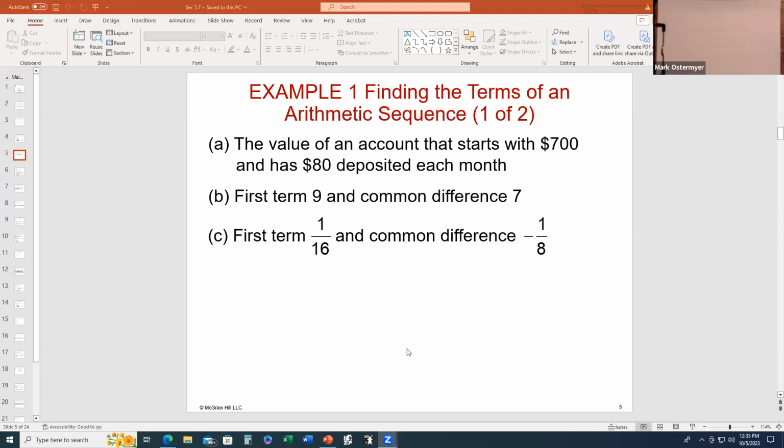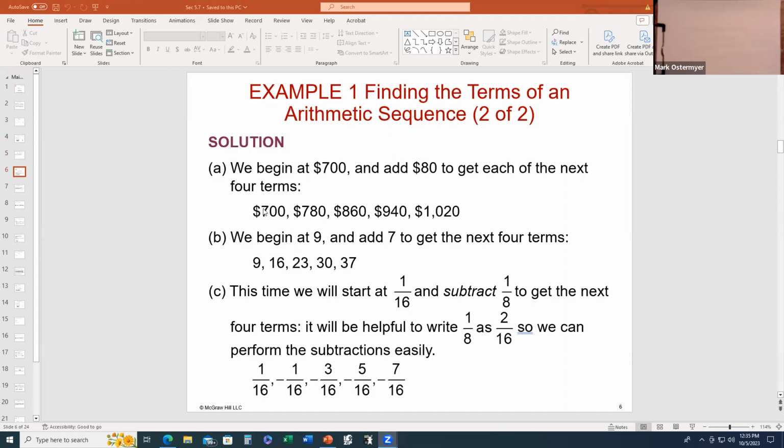All right. Here are some examples. The value of an account that starts with $700 and has $80 deposited each month would be an arithmetic sequence in the sense that the first term would be $700, the next term would be $780, the next term would be 780 plus 80 more, which is $860. 860 plus 80 more gives us the fourth term, which is $940. Plus $80 more is $1,020. This is an example of an arithmetic sequence.